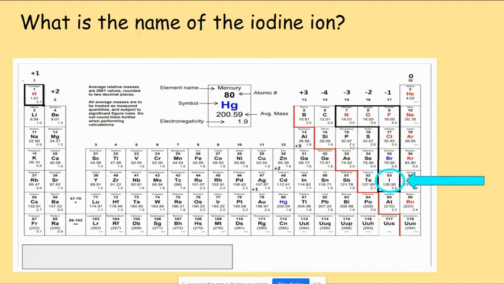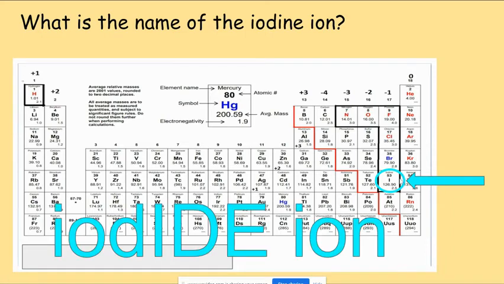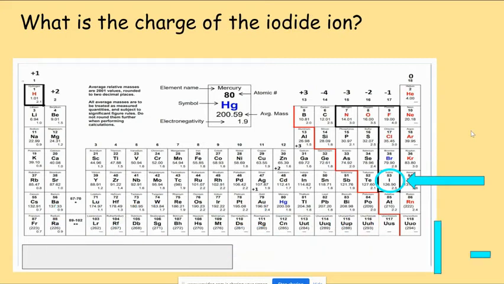Next one, the name of the iodine ion. Remember, we changed the name. So iodine becomes iodide, IDE, and it is a halogen. So our final answer then would be I with a -1 charge. The 1 is understood. You don't have to write that, though you certainly can.